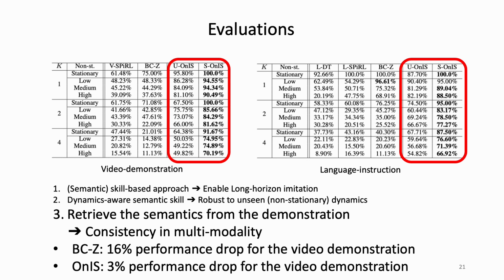And finally, leveraging the characteristic of our framework to retrieve semantics from the video demonstration, we demonstrated consistent performance across multimodal demonstrations. While the baseline BCZ experienced a 16% performance decrease with video demonstrations, our framework only had a 3% drop in performance. This highlights our framework's ability to effectively interpret and utilize the semantic information from video demonstration.